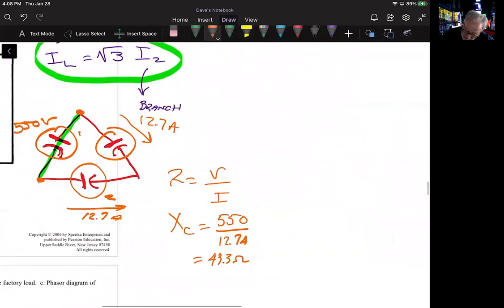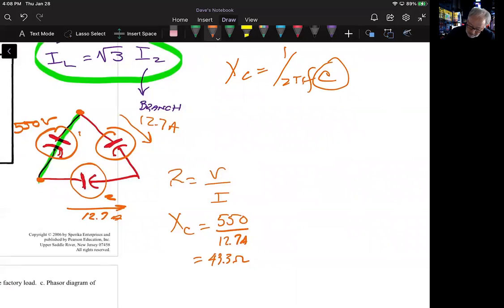Okay, now I have a formula that goes back. I can get rid of this now. That says, X of C is equal to 1 over 2 pi F times C. I'm trying to find out the capacitance. So I know that X of C is 43.3. 1 over 2 pi, I know what that is. My frequency is 60. I was given that to begin with. And so what I don't know is C.